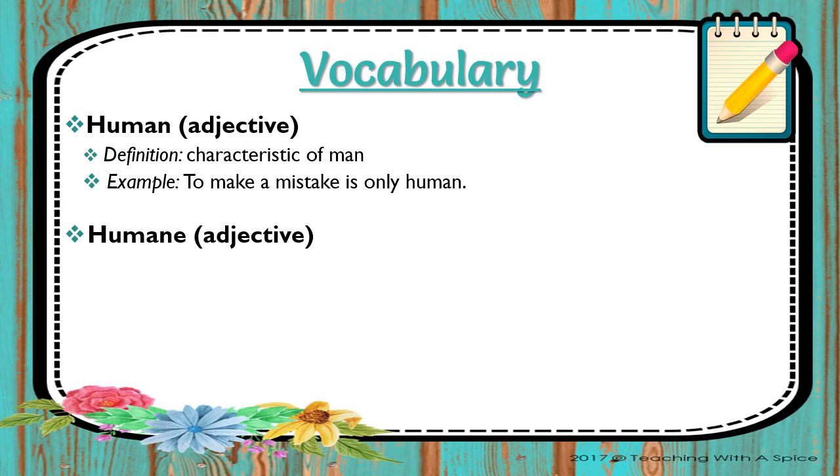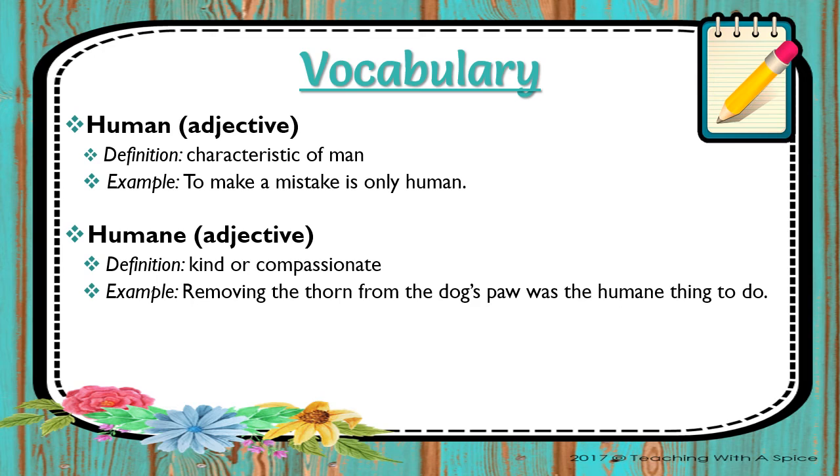This is very similar to this word. This word, though, is pronounced humane. Humane. So the first word is human, the second word is humane, also an adjective describing something. It means kind or compassionate. So notice very different meanings, kind or compassionate.